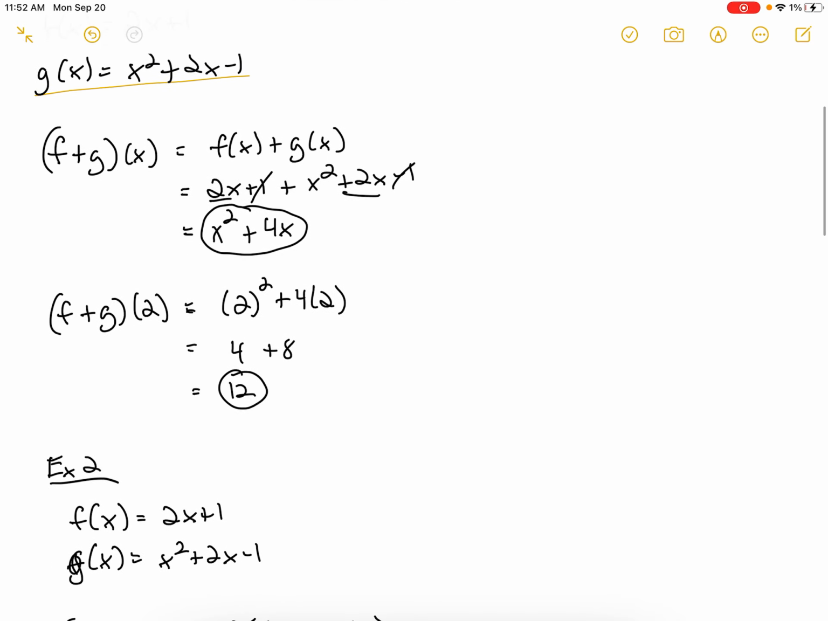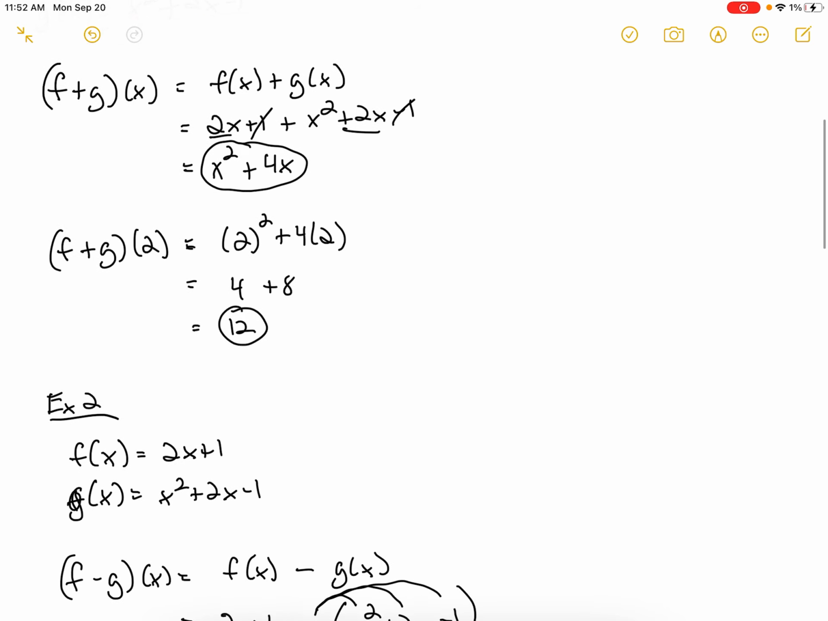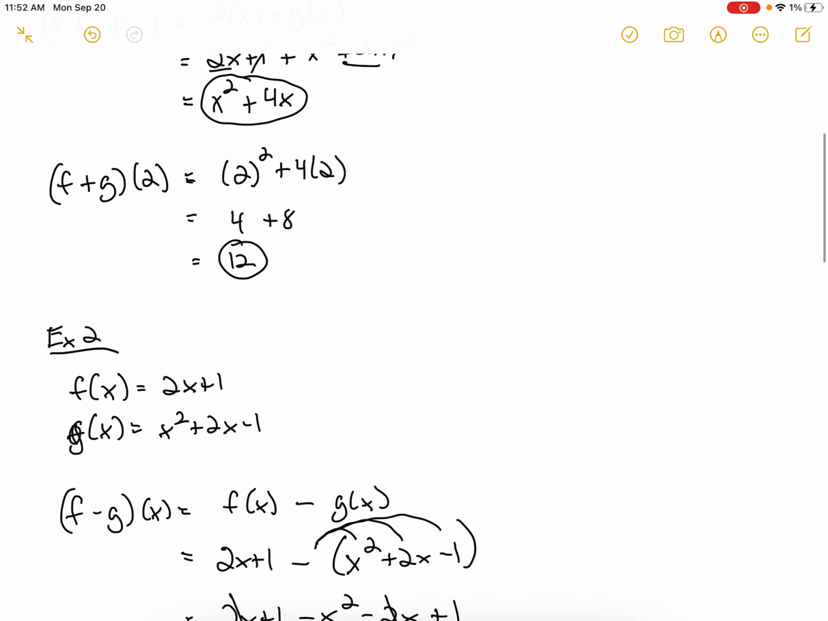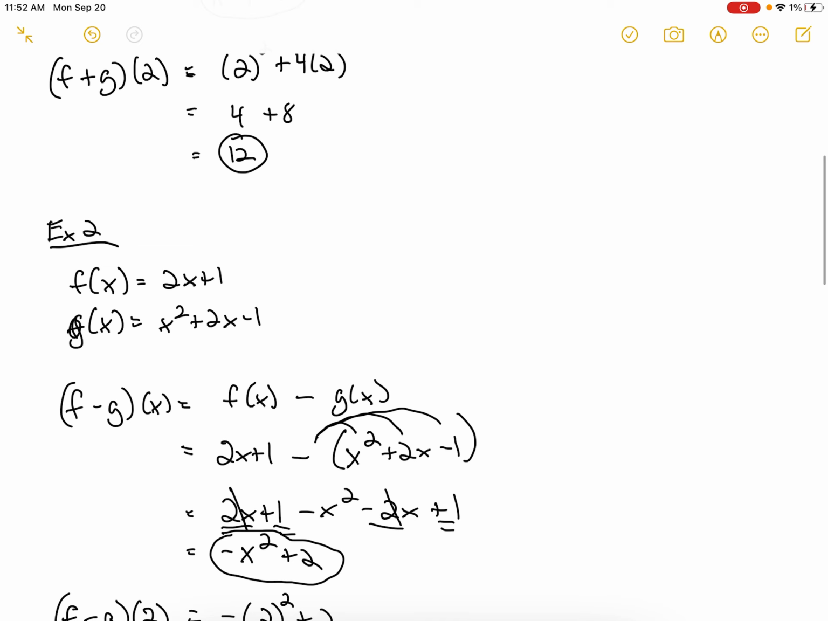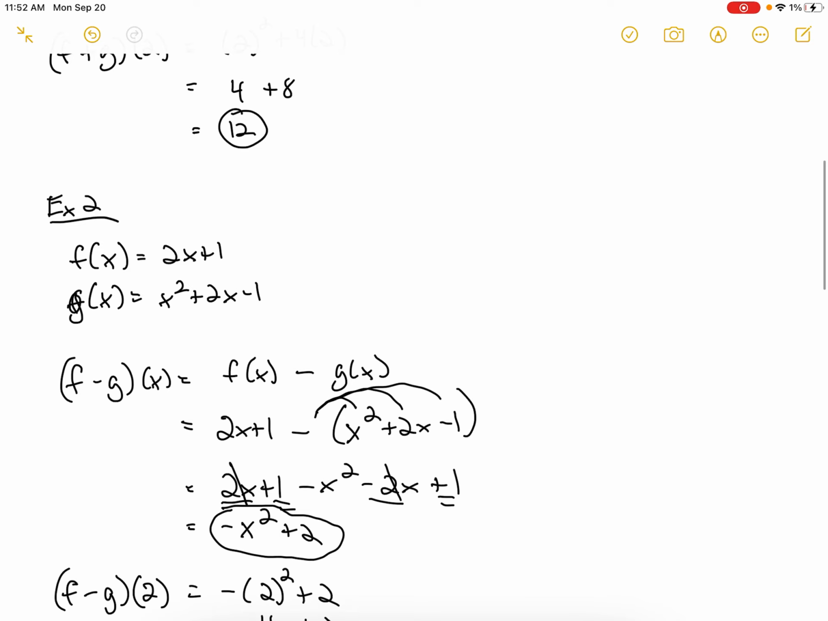Example 2 are the same 2 functions, but we're finding the difference. F minus g of x is f of x minus g of x. And so when you subtract, you need to put a parentheses around whatever you're subtracting. That way you don't mess your signs up. So you're distributing a negative to the g of x function, and then combine your terms. You get negative x squared plus 2.